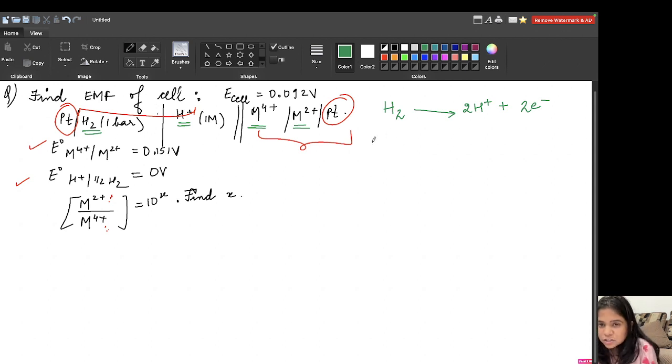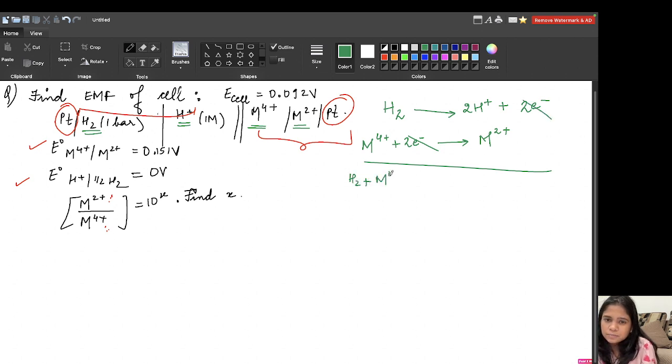Then the second reaction, what is happening? M4 plus, how many electrons is it accepting? It is definitely accepting 2 electrons to give you M2 plus. Combine these equations, what will you get? H2 plus M4 plus is giving you M2 plus plus 2H plus.